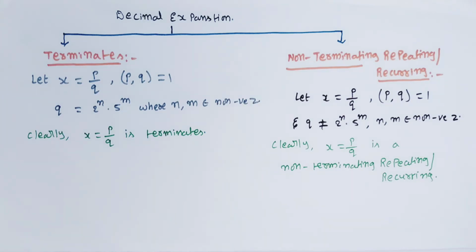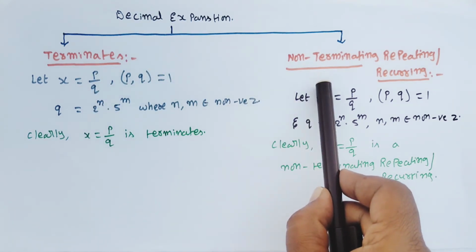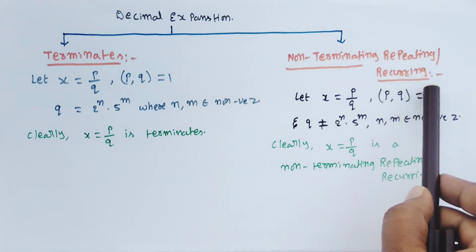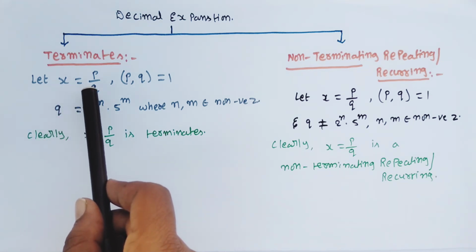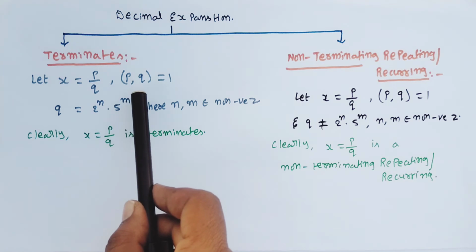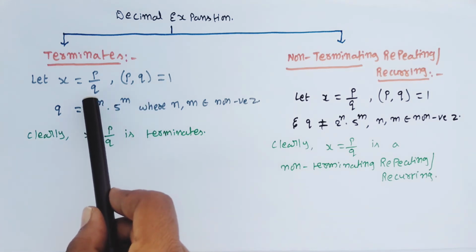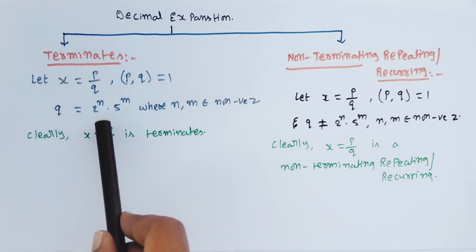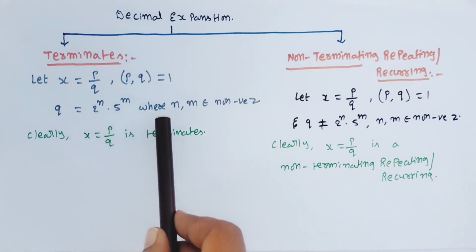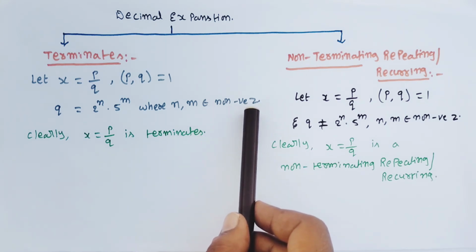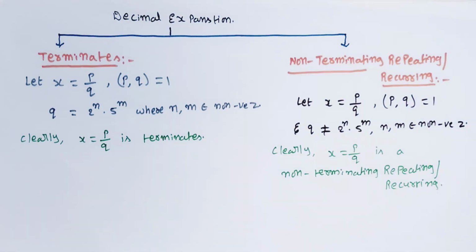Before going to the solution, we choose the concept. Decimal expansions are of two types. First one terminating, second one non-terminating repeating or recurring decimal. So we observe here, let x be any rational number, that is p by q, where q is not equal to 0, where p, q are co-primes, meaning there are no common factors other than 1. So the prime factorization of q is of the form 2 power n into 5 power m, where n, m are non-negative integers, that is whole numbers. Clearly x equals p by q is a terminating decimal expansion.